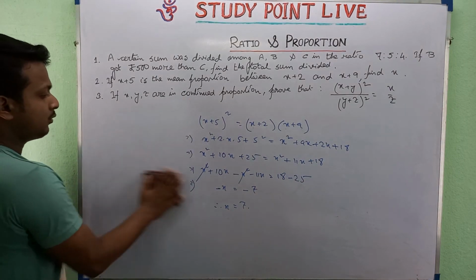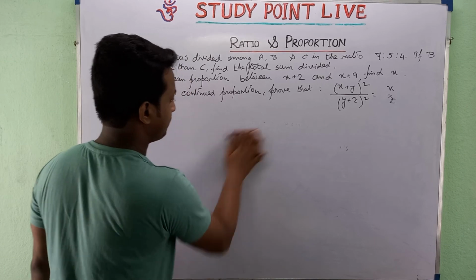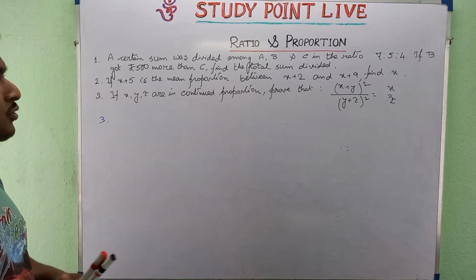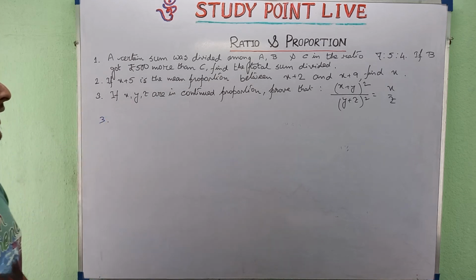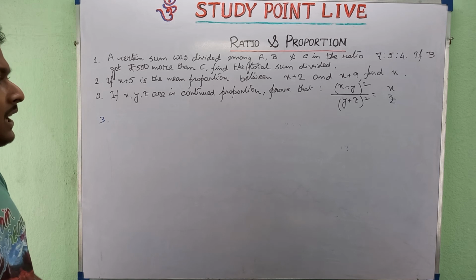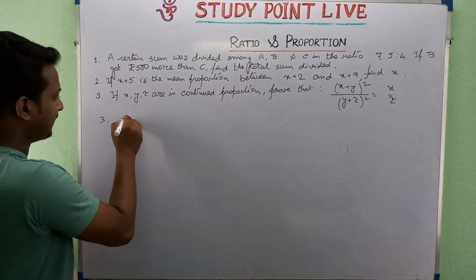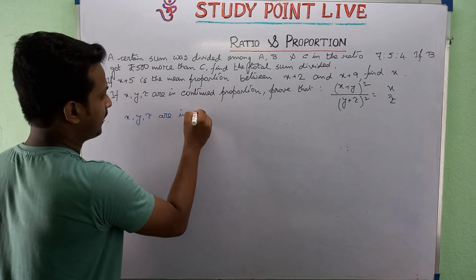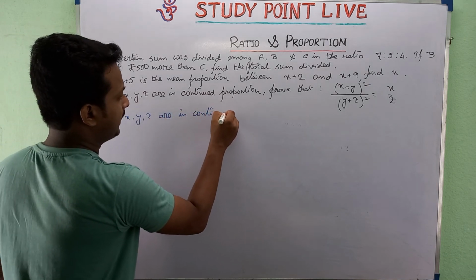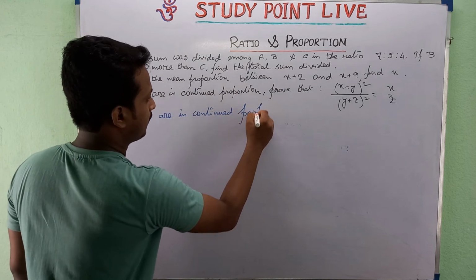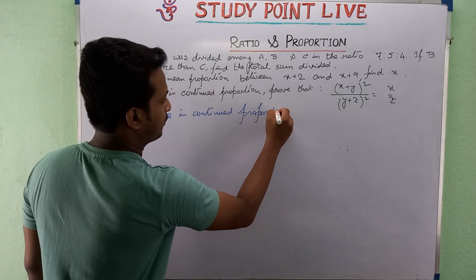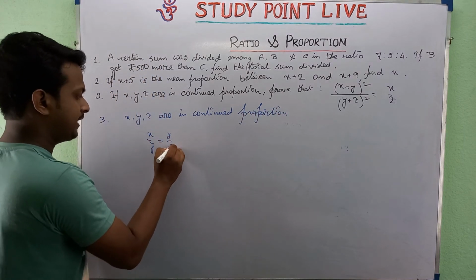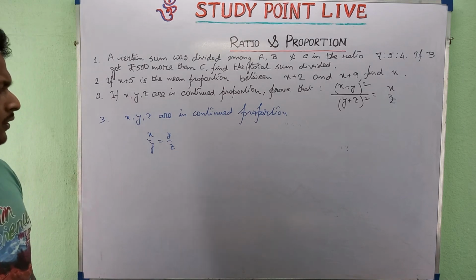Now we will do the last sum of this session. See, what is the last question? In the last question it is given x, y, z are in continued proportion. If x, y, z are in continued proportion, so we can say x by y is equal to y by z. This is the formula for the continued proportion.